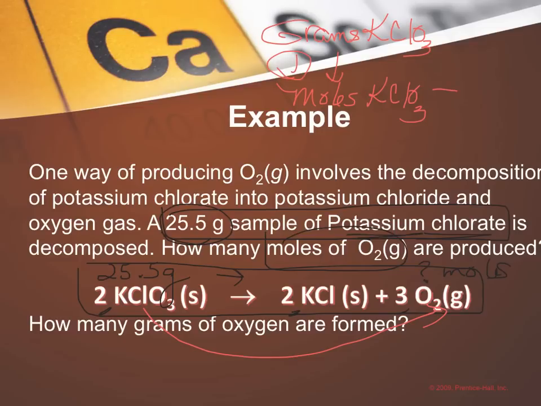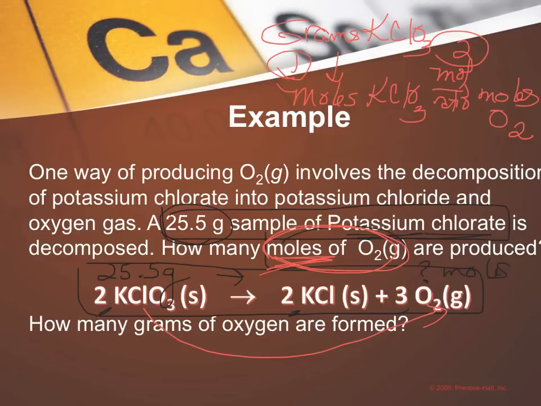Step 2 is to use the mole ratio to go to moles of the substance we're interested in, or the substance they're asking for in the problem, which is oxygen. And in this case, we only have 2 calculations because the problem is asking for moles of the product, not grams. If the problem were asking for grams of oxygen, we would have a third step.